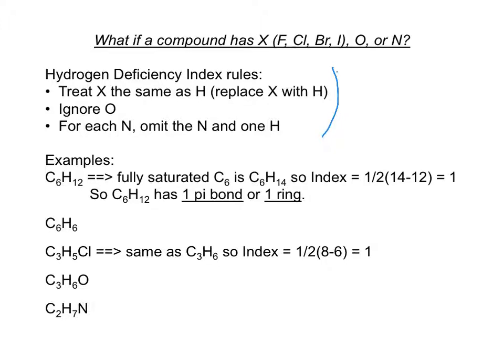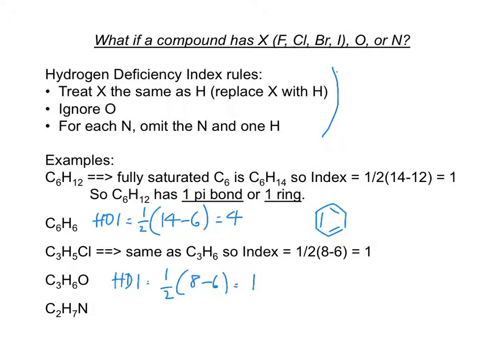So the answers are... So whenever you see C6H6, that's usually going to be benzene. So again, note that benzene has an HDI of 4. C3H6O has an HDI of 1. That means that compound either has 1 pi bond or 1 ring. And for C2H7N, omit the N and 1 H, so that reduces to C2H6. C2H6 has an HDI of 0. That means C2H7N will have no pi bonds and no rings.